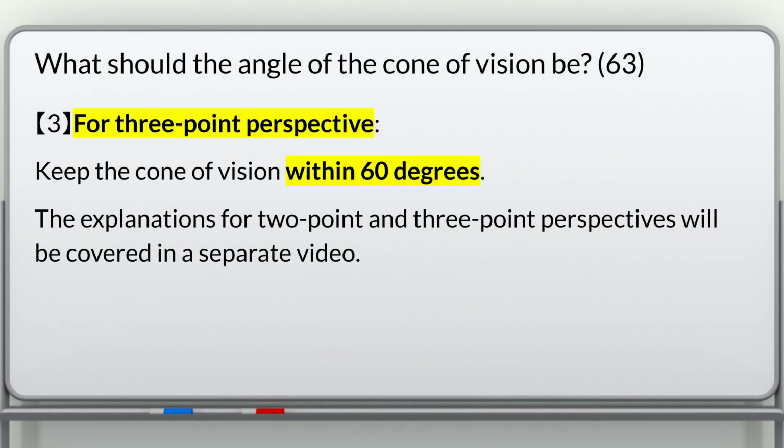For three-point perspective, it is also recommended to keep the cone of vision within 60 degrees. The explanations for two-point and three-point perspectives will be covered in a separate video.